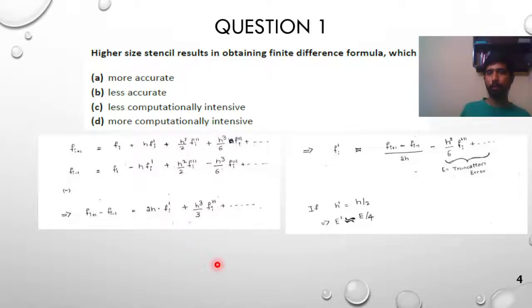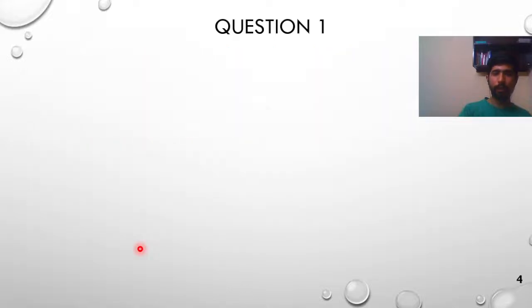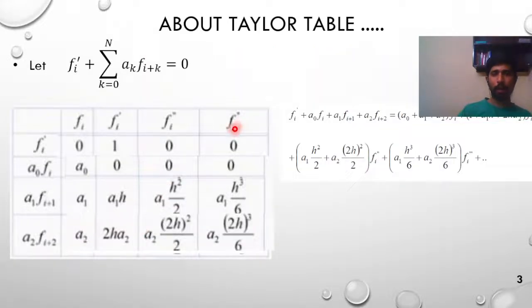Okay, when we see through question number 2-3, we will try to calculate the truncation error with the higher stencil size and lower stencil size. In general, if you see the Taylor table, when we go to the higher stencil numbers, you get the order of accuracy to be h cube divided by h, which is for f dash, second order. But if you are taking more number of points, say 5 plus 3, then you have to go till fourth order derivative, then it will become h raised to 4 divided by h, which is third order accurate.